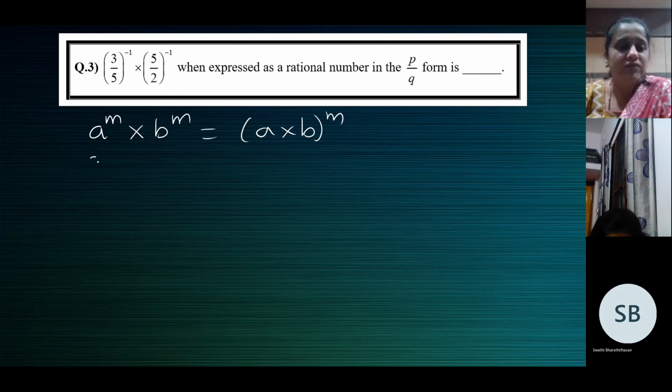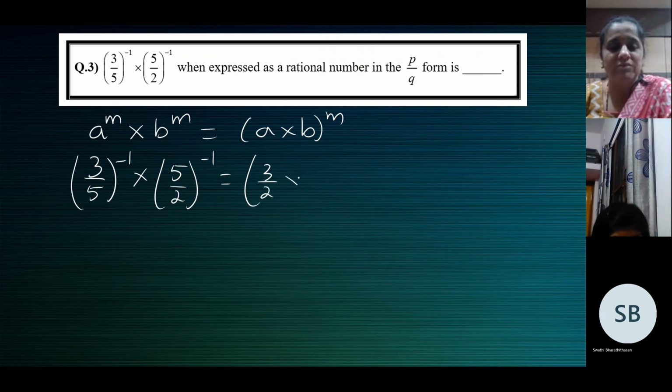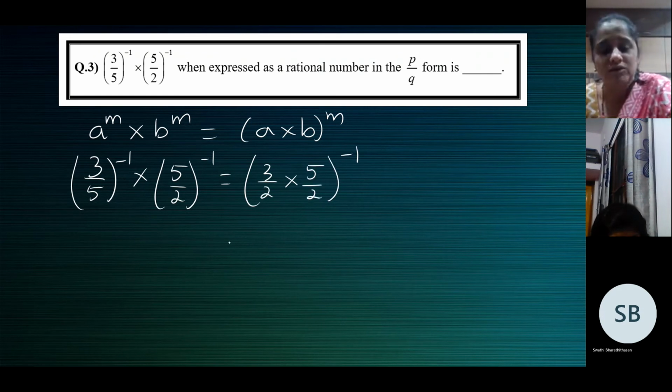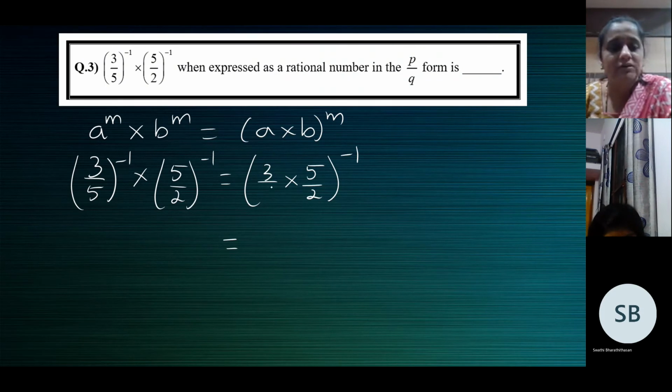So 3 by 5, the whole power -1 into 5 by 2, the whole power -1. Bases are different, but the powers are the same. So we multiply the bases 3 by 5 into 5 by 2 and raise it to the same power -1 according to the law. Now we can simplify inside the bracket, if possible. Okay, by mistake I've written 3 by 2. This is 3 by 5, children. Okay. So now what happens?